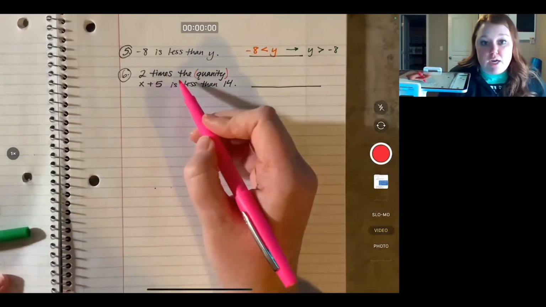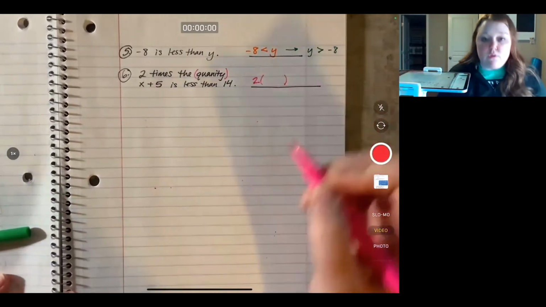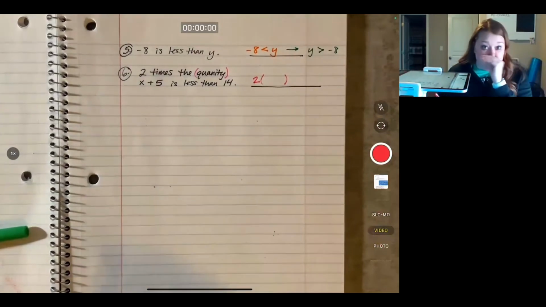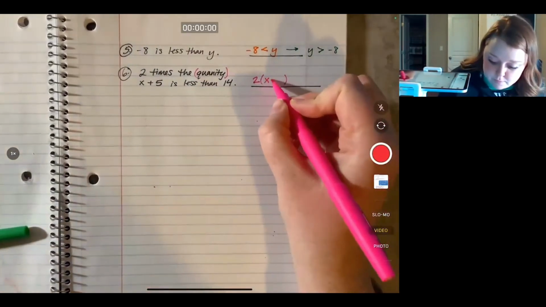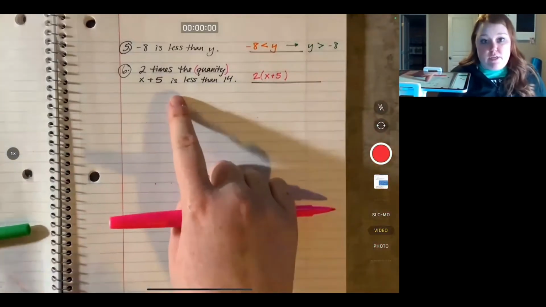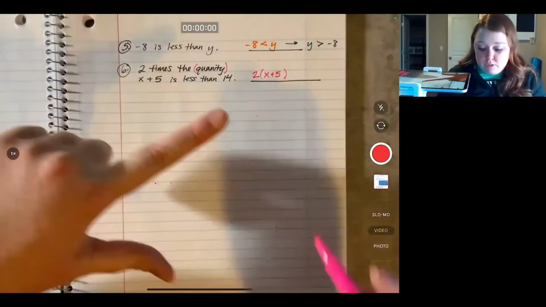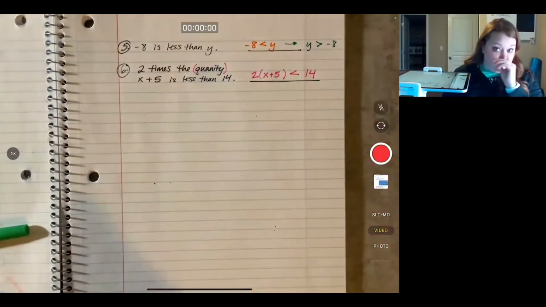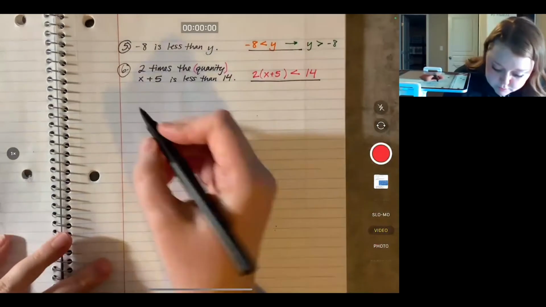So 2 times the quantity. Immediately I'm like, oh, it's like this. 2 times the quantity. So I'm grouping up something. What am I grouping up? I'm grouping up x plus 5. Okay, and then we look at the comparison statement, is less than, do your little trick if you need to, is less than 14. So that's that.